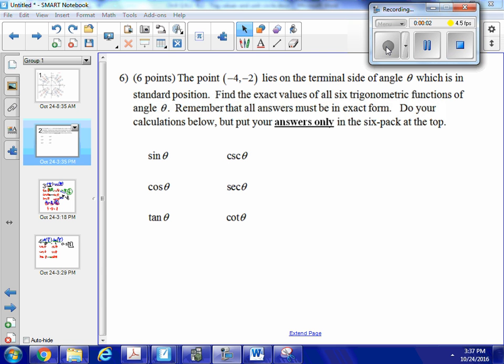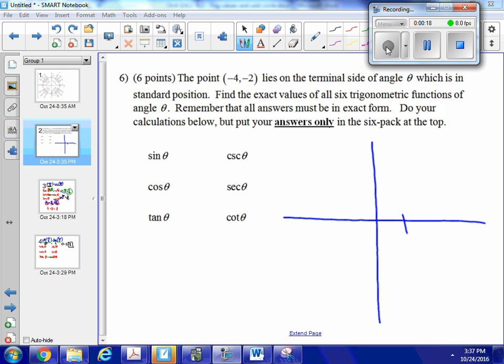In this problem, I am given a point, and I'm told it lies on the terminal side of an angle which is in standard position. So I'm going to start, and I generally like to start with drawing a picture. So I'm going to draw an XY axis. 1, 2, 3, 4, 1, 2, 3, 4, 1, 2, 3, 4, 1, 2, 3, 4. And it says I have the point -4, -2.